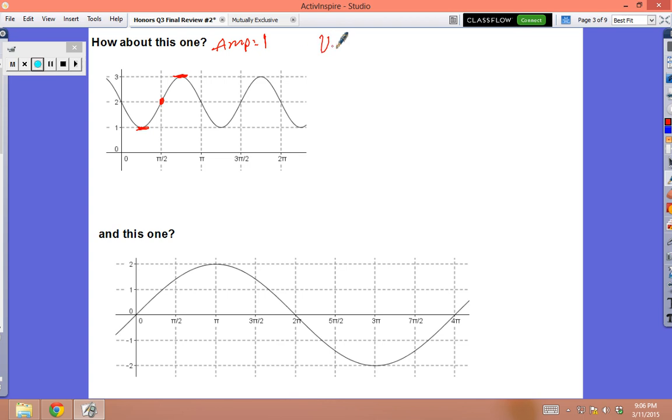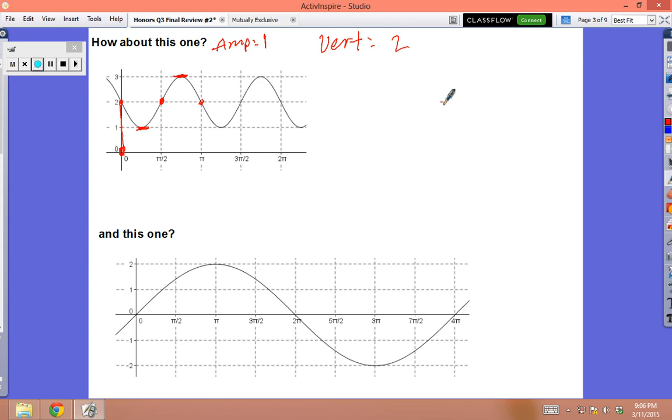The vertical shift, I think it's been shifted up. So we need to take all these dots back down to 0. Take that down to 0, take this dot down to 0, take everything down. Your vertical shift has been up 2.